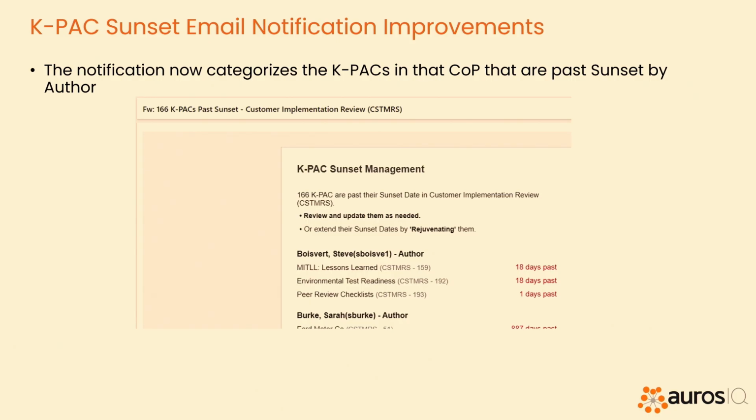So in IQ 21, we made a few email notification improvements, specifically the KPAC sunset emails. If you are a COP admin or author, you've gotten these before, and it's just a long list of stuff and you weren't sure what was what. We have updated that to categorize it by author, so you can see, hey, this author has these many KPACs and so on and so forth. We also included the KPAC title, as well as the KPAC ID, as well as how many days past due they are from their sunset date.